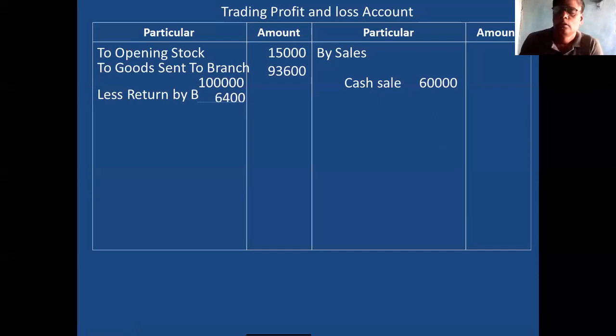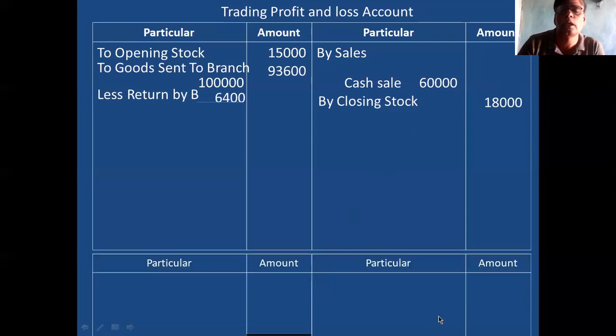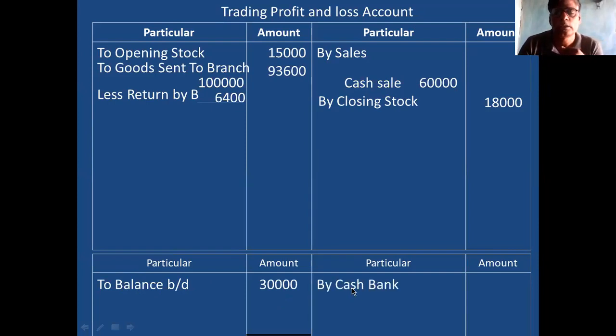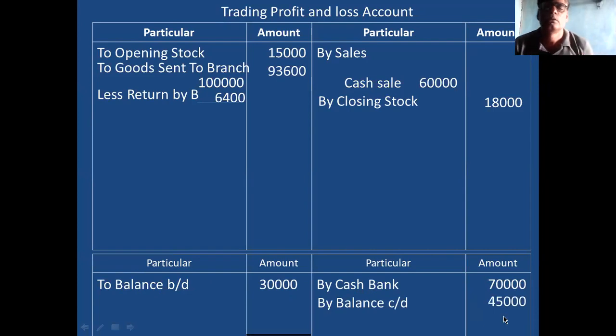So I will open the debtors account below this. I'll write the closing amount. This is debtors account. I have not recorded the heading. In the debtors account, first you take opening balance. Opening balance of debtors is 30,000. Then cash collected from the debtors is 70,000 in the problem. Then there is no other item. There is only closing balance. Write the closing balance 45,000.